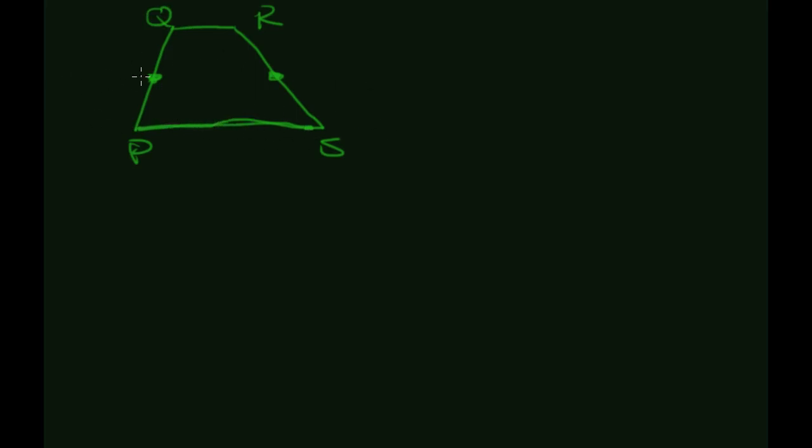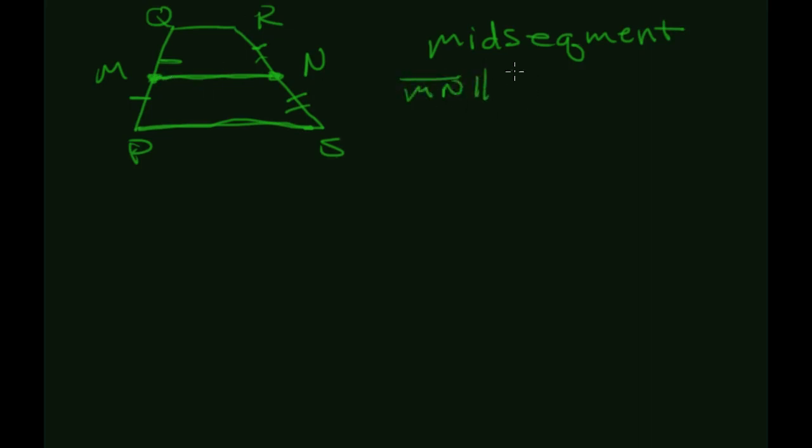Okay, and I'm going to pick the midpoint here, and I'll pick the midpoint over here. I'm going to call that M, we're going to call that N, and if I connect those two midpoints, that segment is called a mid segment. So this is the mid segment of the trapezoid. And our assertion here is that it's two things. So one, MN is going to be parallel to QR and parallel to PS.